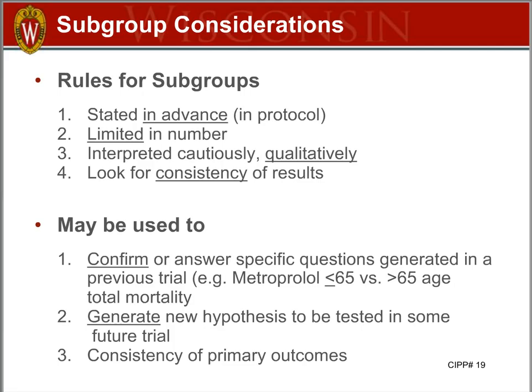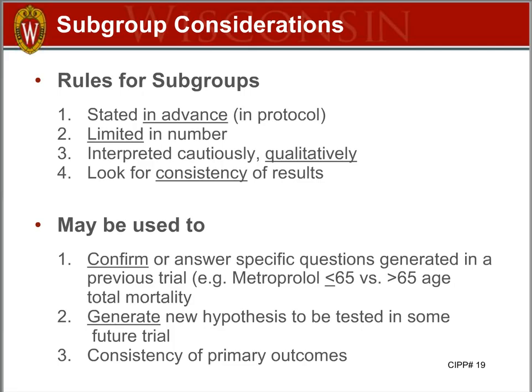So again, we apply some rules. One, please tell us in advance which subgroups are key clinically that you would like to answer. Limit them in number because of the issue of a long list. You'll find things by chance. And by experience, I think we've all learned that you need to interpret subgroups always very cautiously. More in a qualitative sense, do the results seem to go in the same direction, or is there diversity across the different subgroups? We look for consistency. Consistency, I think, is the main thing you can get out of the subgroups that you can rely on.